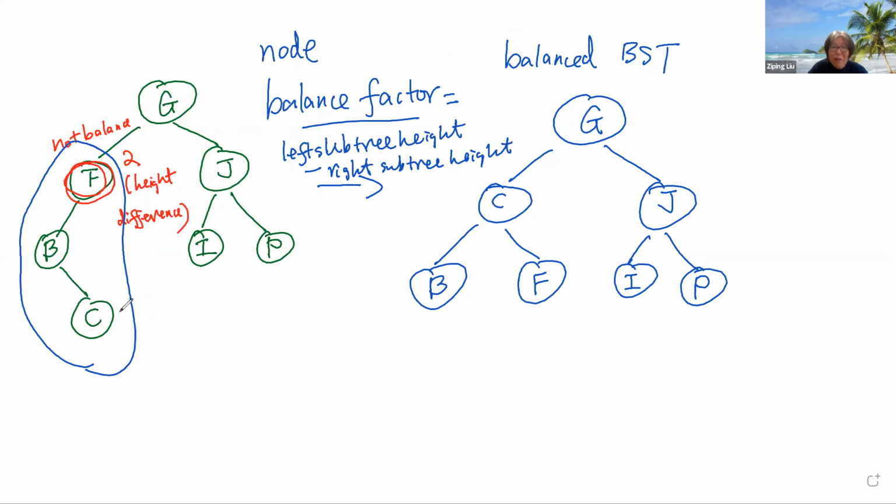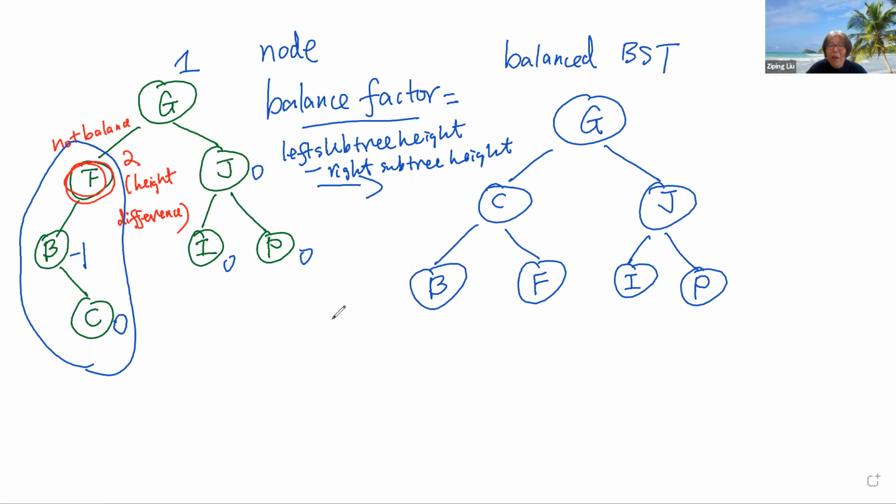In this case, this is 0. And this is -1. And this is 2. And this is 0, 0, 0. And over here we have 3, 2. So this is 1. So over here we can find the balance factor for each individual node. It's the left subtree height minus the right subtree height.